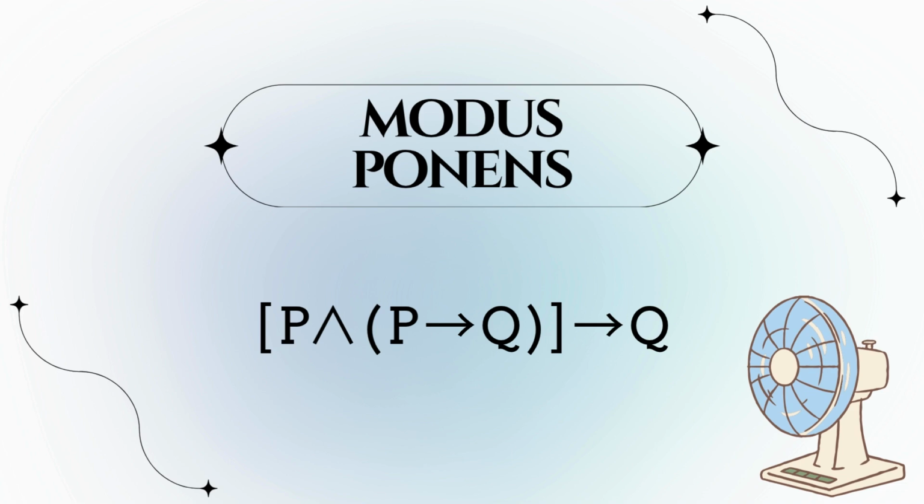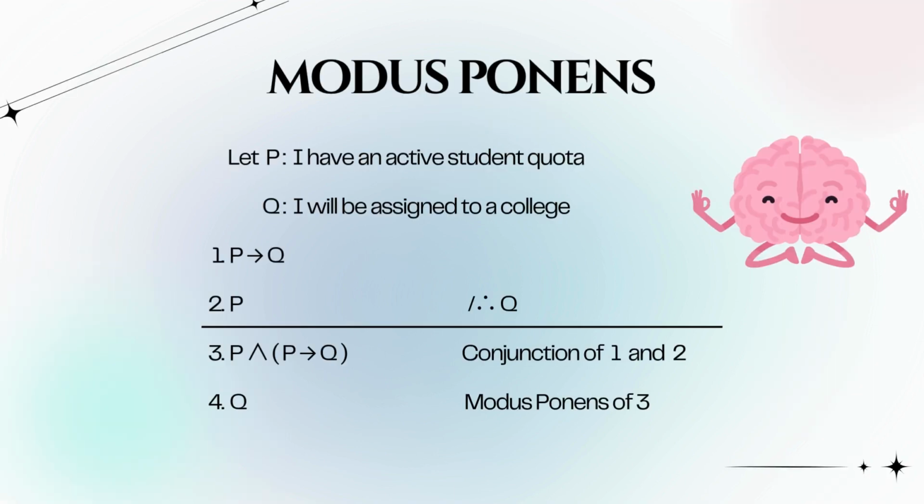This is modus ponens, where P, and P implies Q, implies Q. P is I have an active student quota, Q is I will be assigned to a college. First, P implies Q: if I have the quota, I will be assigned. Second, P: I do have a quota. Third, P and P implies Q, which combines 1 and 2, and I get 4, which is Q: I will be assigned to a college.